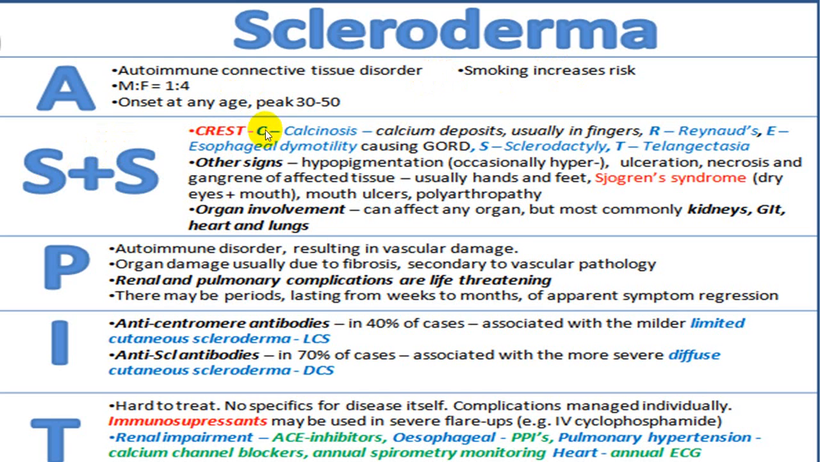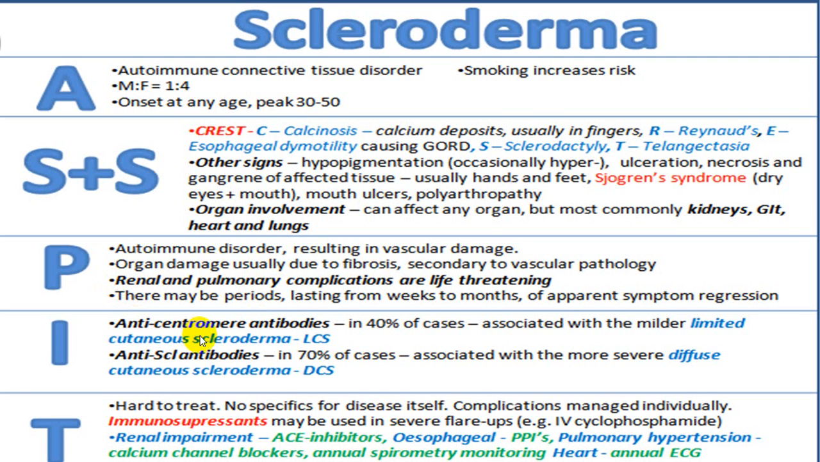CREST syndrome consists of calcinosis, Raynaud's phenomena, esophageal motility problems, sclerodactyly, and telangiectasia. So that is that particular organ involvement. Or you can also have involvement of the eye and mouth, where you come across what we call Sjogren syndrome. P is for autoimmune disorder resulting in vascular damage. There is organ damage due to fibrosis secondary to vascular pathophysiology. Very commonly it involves the kidney and causes pulmonary complications.